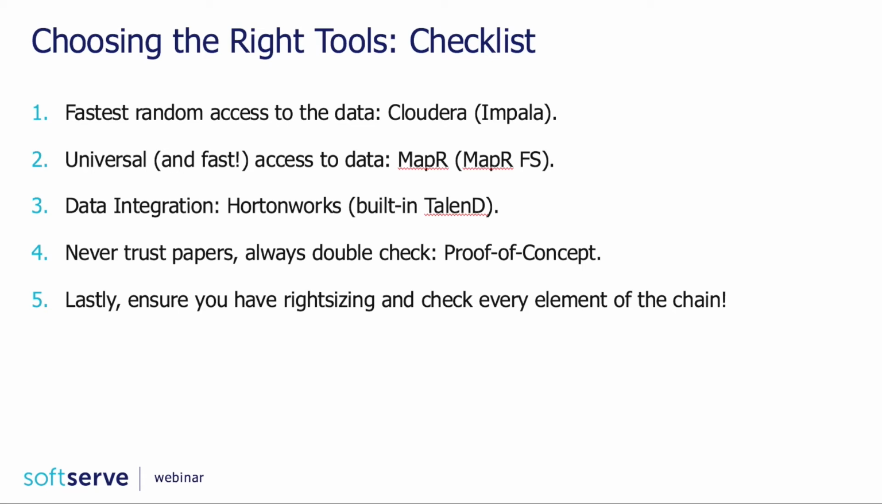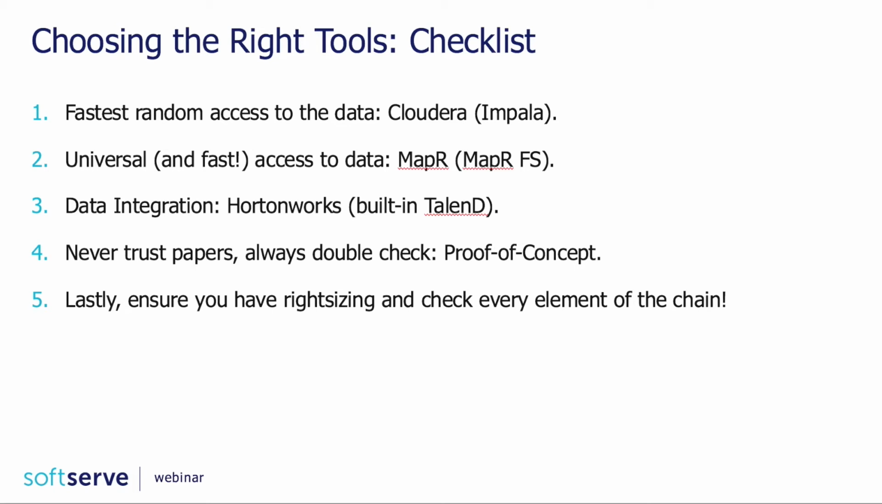And as for the checklist, let's go again through the toolset selection. A couple of very quick suggestions and real world examples. If you want the fastest random access to the data, then probably Cloudera Impala is the fastest at the moment in the Hadoop world. If you need universal and fast access to the data, then the MapR file system is the state-of-the-art file system. While if you're looking for data integration out of the box, then Hortonworks is probably the best tool, because it has ETL out of the box.